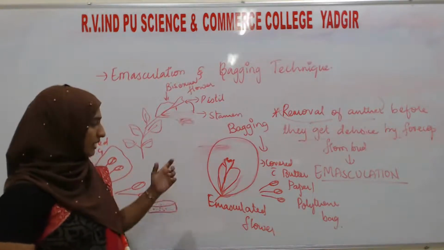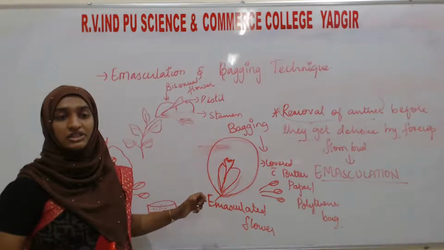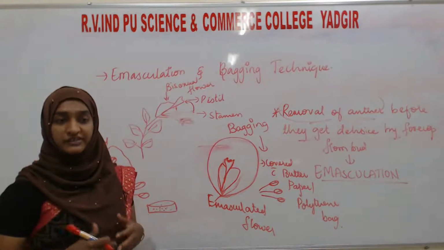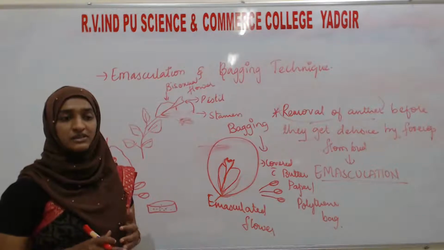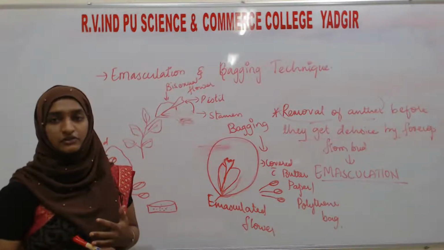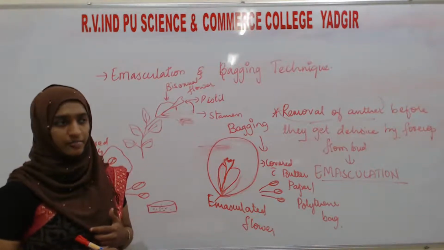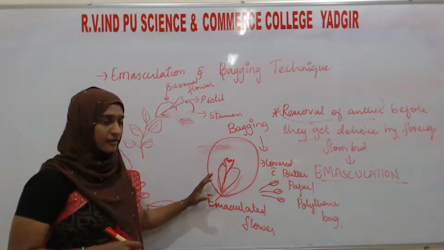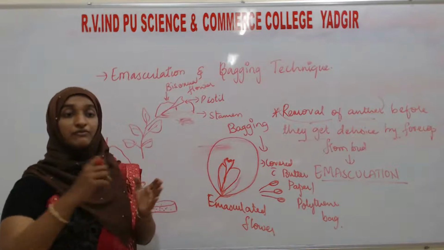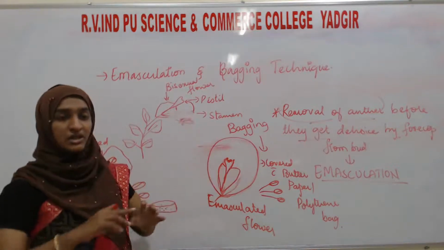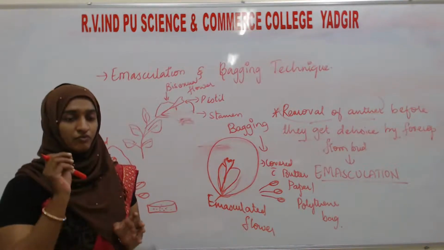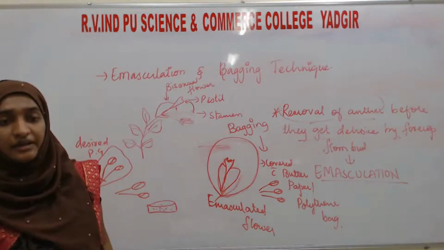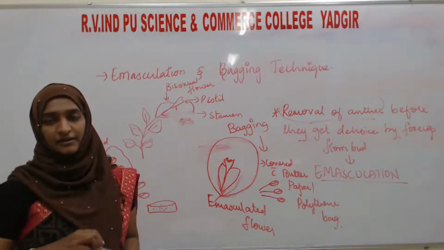Next, the post-pollination events take place. Fertilization will take place, seed development will take place, then fruit development will take place. So in this method, the removal of anthers is the emasculation, and covering the flower with the polythene bag or butter paper is known as the bagging technique.